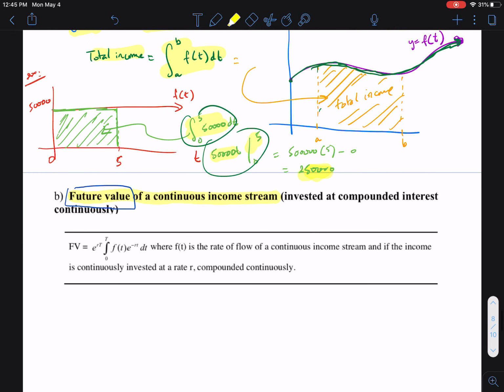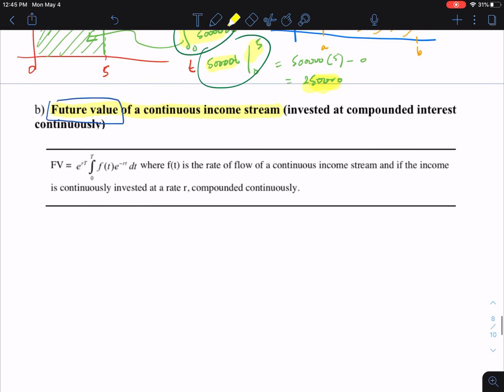The second type of continuous income is when we start using our source of income. We start using the amount that comes in, the rate of flow of that continuous income stream, whatever that amount is coming every year or every month, and we continue to invest that amount immediately in an account with a certain interest rate. So the formula is more hectic. In the classroom setting, I try to show a little bit where this formula comes from. Unfortunately, we don't have that luxury in the videos, so we're just going to skip that part.